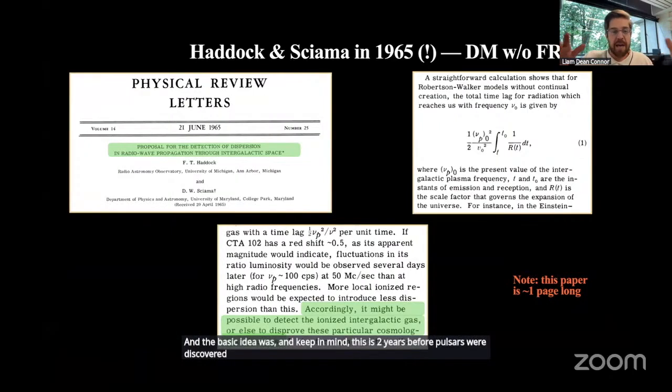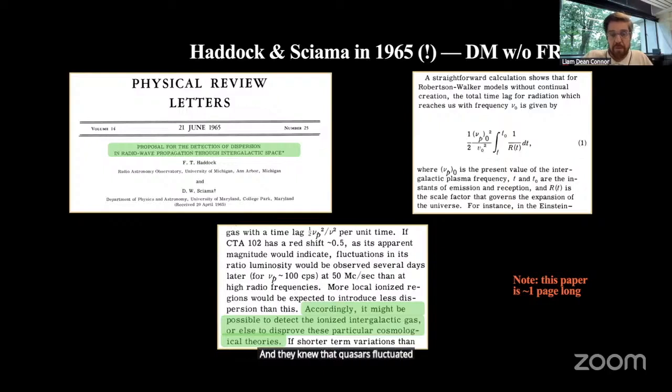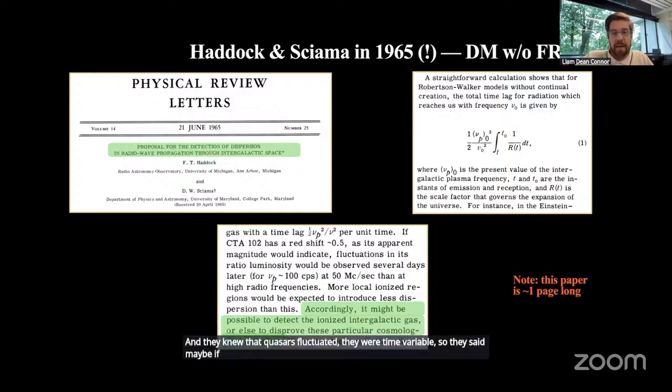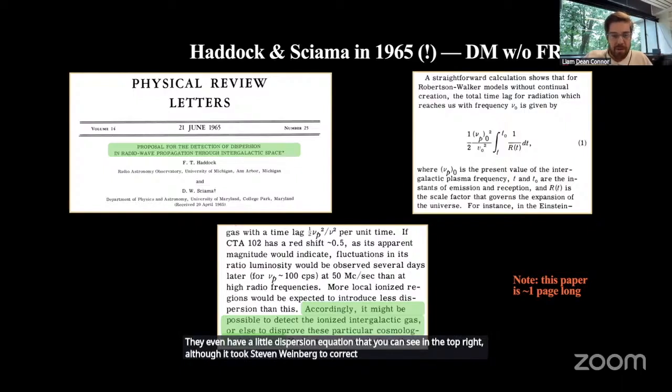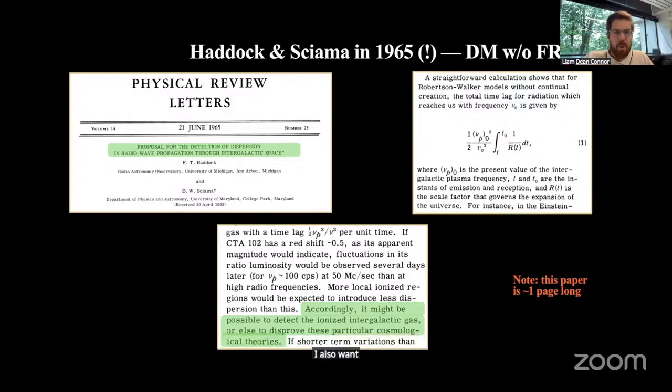This is about 2 years after Maarten Schmidt got a redshift for a quasar. And they knew that quasars fluctuated. They were time variable. So they said maybe if there are short timescale fluctuations, you can actually measure dispersion from intergalactic gas. And they say you could measure this or else disprove these particular cosmological theories. They even have a little dispersion equation that you can see in the top right, although it took Steven Weinberg to correct this in his cosmology textbook. There's an error there somewhere. I also want to highlight that this paper is 1 page long.